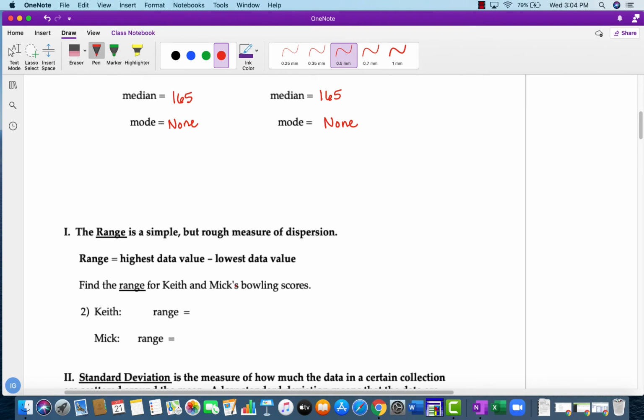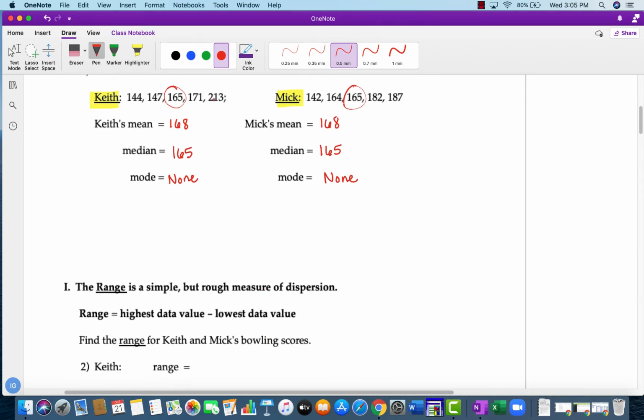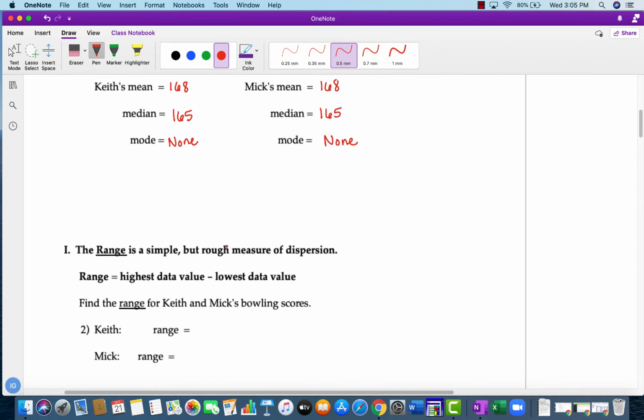The range is a simple but rough measure of dispersion. Basically you take the highest value and subtract the smallest value from it. The biggest minus the smallest. If we do that here for Keith, we're going to subtract 213 minus 144. Let me write that here. 213 minus 144, and whatever that is, is your range. In this case, 69 is the range for Keith.